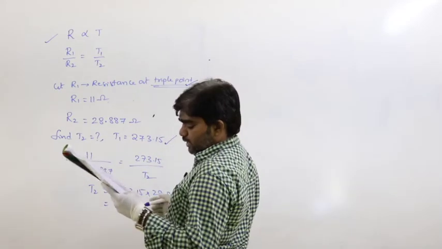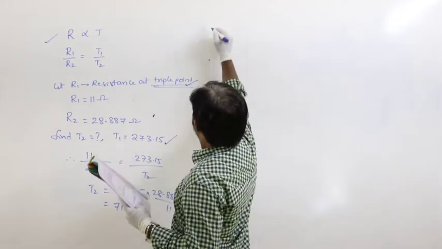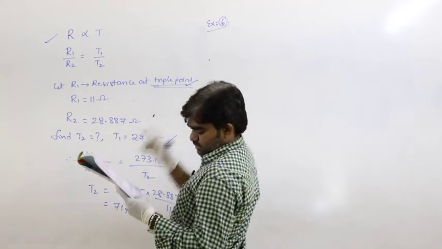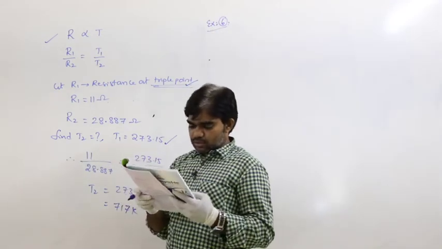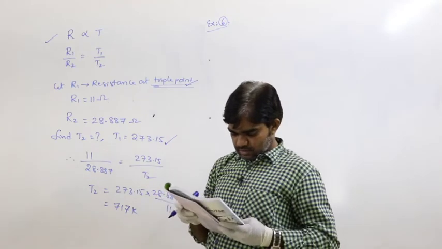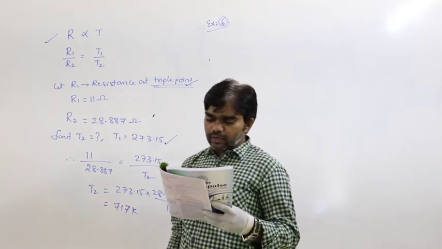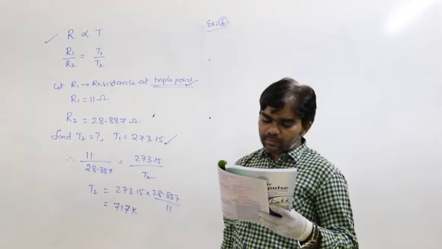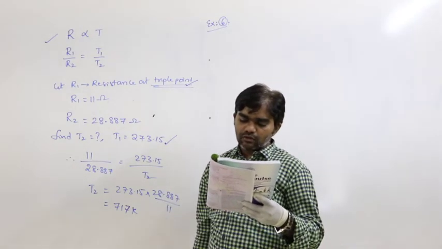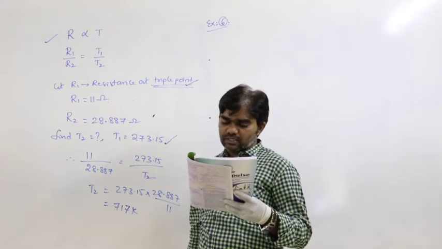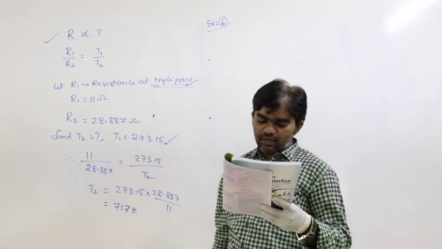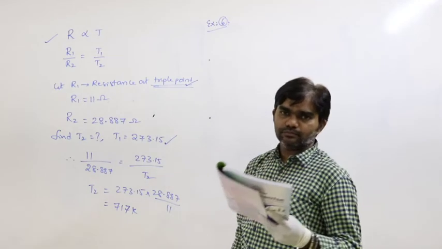Next, page number 180, example 6. The question is: the readings corresponding to ice point and steam point for a constant pressure gas thermometer are 500 cc and 545 cc. If the reading corresponding to room temperature is 510 cc, find the room temperature.